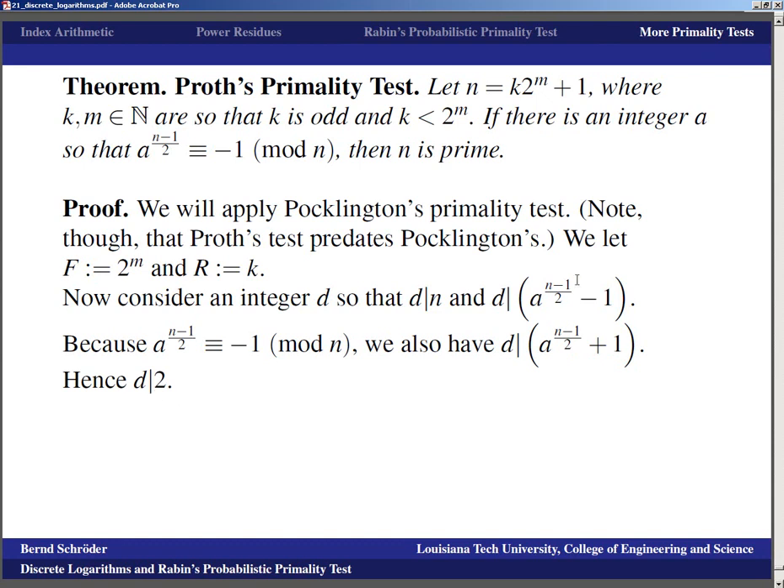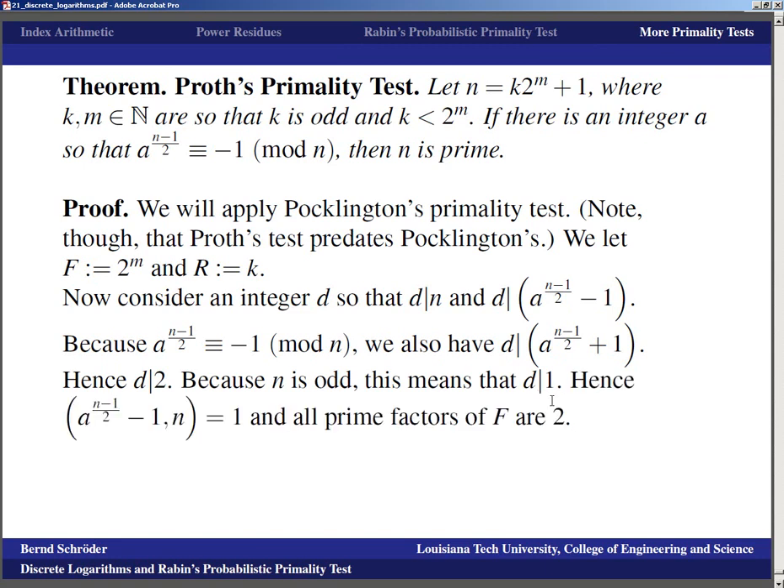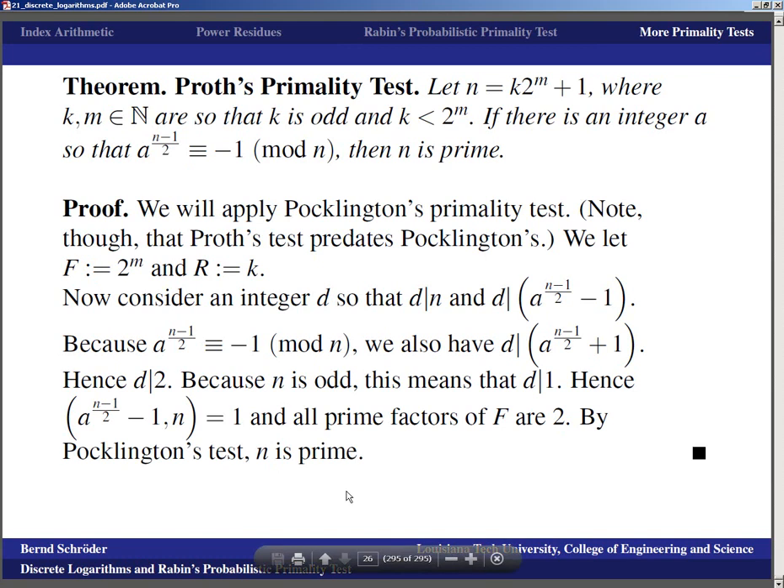That means that d divides the difference of those two, but the difference of those two is 2. And because n is odd, d must divide 1. Hence, the greatest common divisor of a to the (n minus 1)/2 and n is 1. All prime factors of f are 2, which means that by Pocklington's test, n is prime, because we have just shown that for all prime factors of f, namely for 2, this greatest common divisor relation returns 1. That shows us that n is prime.